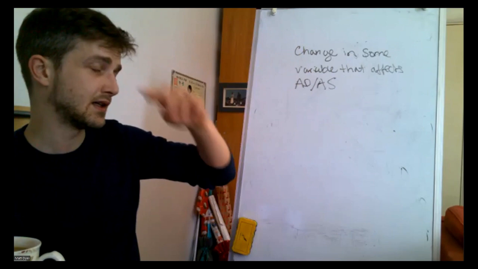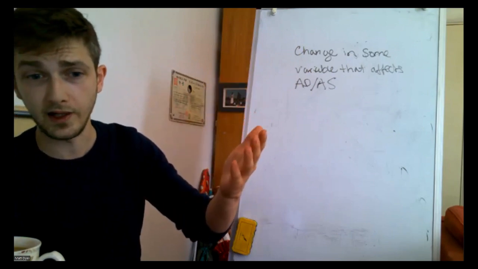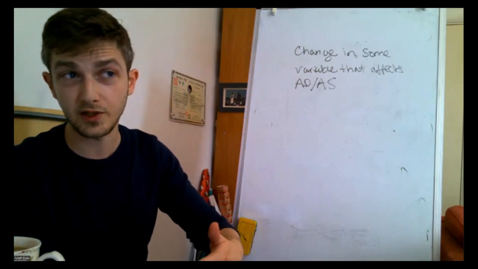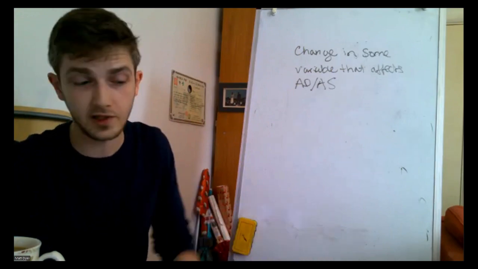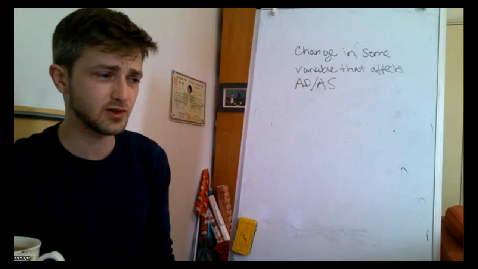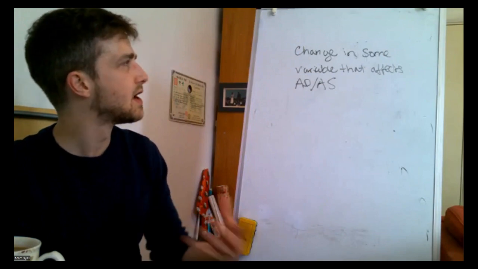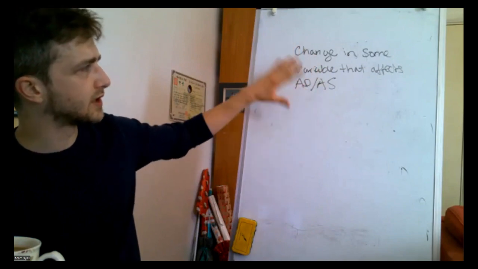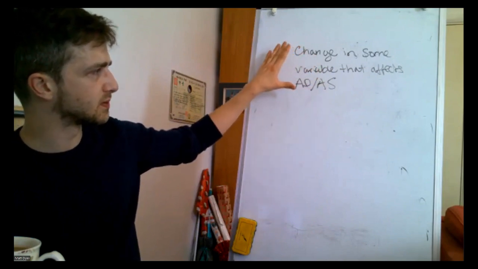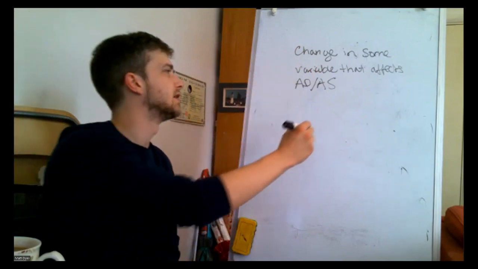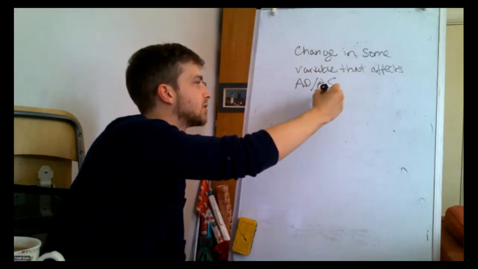Some of them are really easy, like income tax. If income tax falls, people have more money and then they spend more. Some of them are more difficult, like interest rates, which can affect AD and AS. So we're not going to cover much of that today. Again, this is just to explain the way to think about AD/AS and how to talk about it in your paragraph.